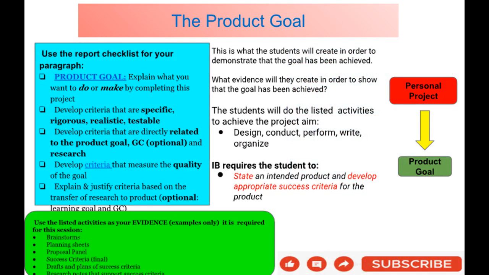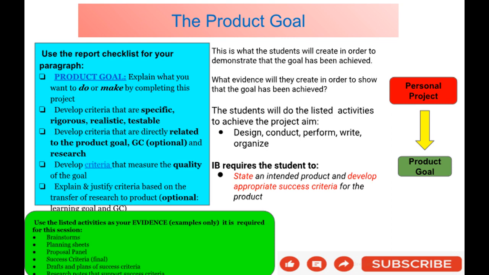The product goal. This is what the students will create in order to demonstrate that the goal has been achieved. What evidence will they create in order to show that the goal has been achieved? The students will do the listed activities to achieve the project aim: design, conduct, perform, write, organize.